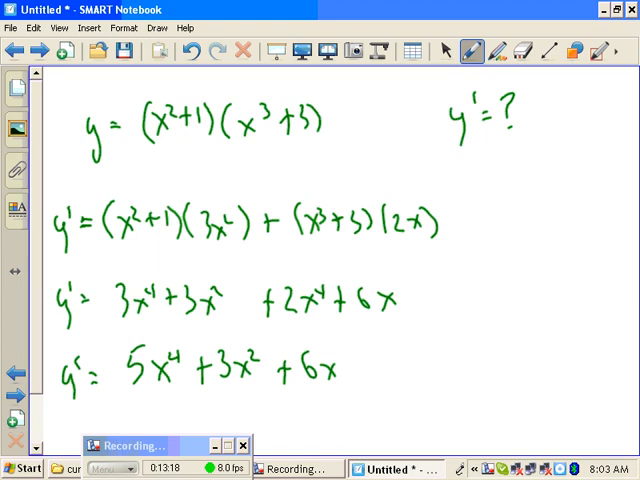Now, is that the only way you could have gotten that answer? No, not the quotient rule. You could have multiplied out the formula first, and then used the fact that the derivative of the sum of two functions is the sum of the derivatives of those functions, right? Are you going to get the same thing is the point. You probably won't get this, but you can probably get this. So let's try that again.